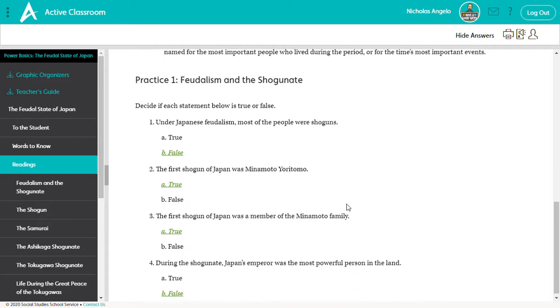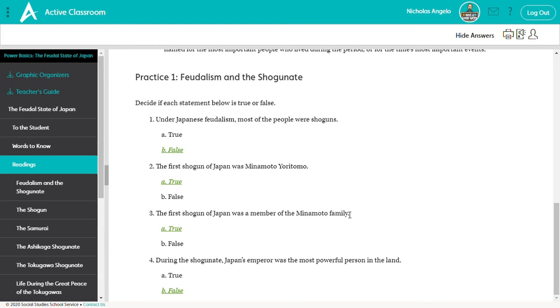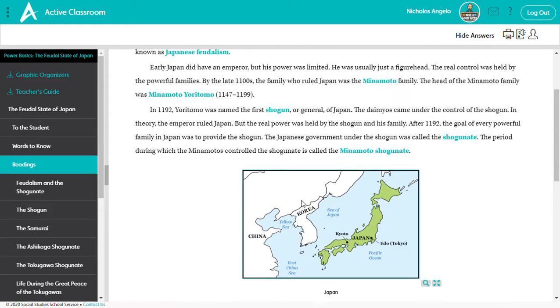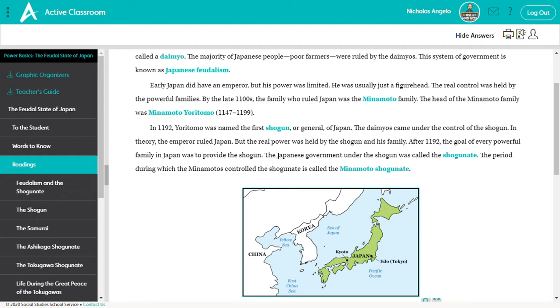Okay, these are all true/false. One says, under Japanese feudalism, most of the people were shoguns. That's false. Most of the people were poor farmers, or peasants. Two. The first shogun of Japan was Minamoto Yoritomo. That is true. Three. The first shogun of Japan was a member of the Minamoto family. Well, that's true. You should know that from the previous question. And four. During the shogunate, Japan's emperor was the most powerful person in the land. That's not true. Although the emperor was supposed to be the person in charge, it's really the shogun who has the true power.